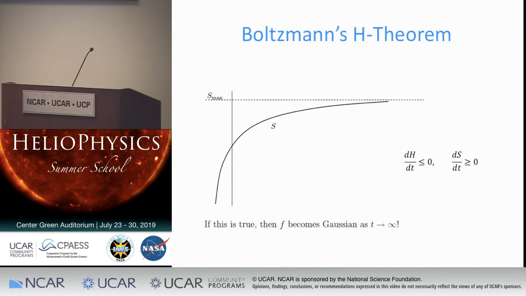S generally increases, and H, which is the negative of S, generally decreases. And Boltzmann proved rigorously that in the presence of collisions, you have this property. The equality holds only when the system reaches equilibrium, which takes a very, very long time. And you get the maximum entropy Boltzmann distribution function that I wrote, as the behavior of any system allowed to relax.